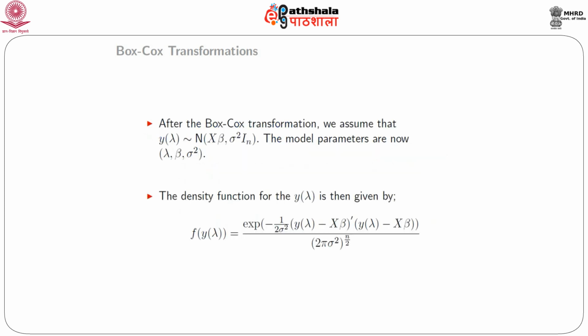After we have performed the Box-Cox transformation of the response variable, we assume that the response variable y is now normally distributed with mean x beta and variance sigma square I.